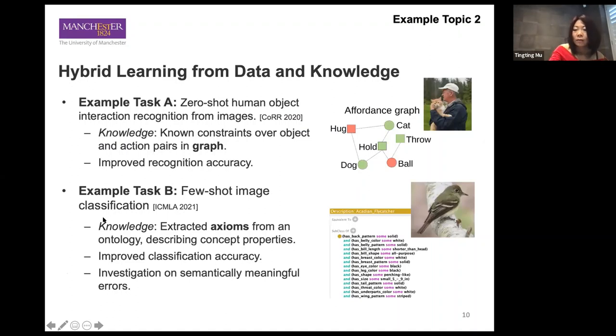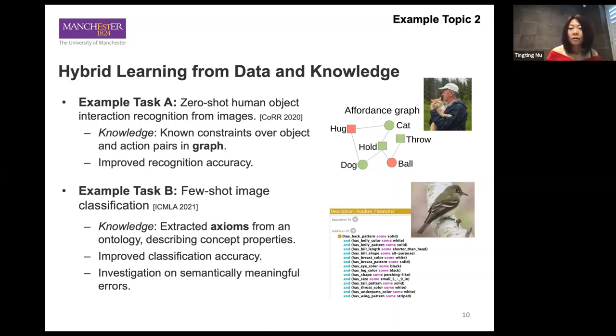So we demonstrate two example tasks here to show how we use the external knowledge to improve the data-driven model. The first task is to recognize human-object interaction from images. As you can see in the image on the top right, you see a human there, and the human-object interaction pair will be "hug cat." So this human is hugging this cat.